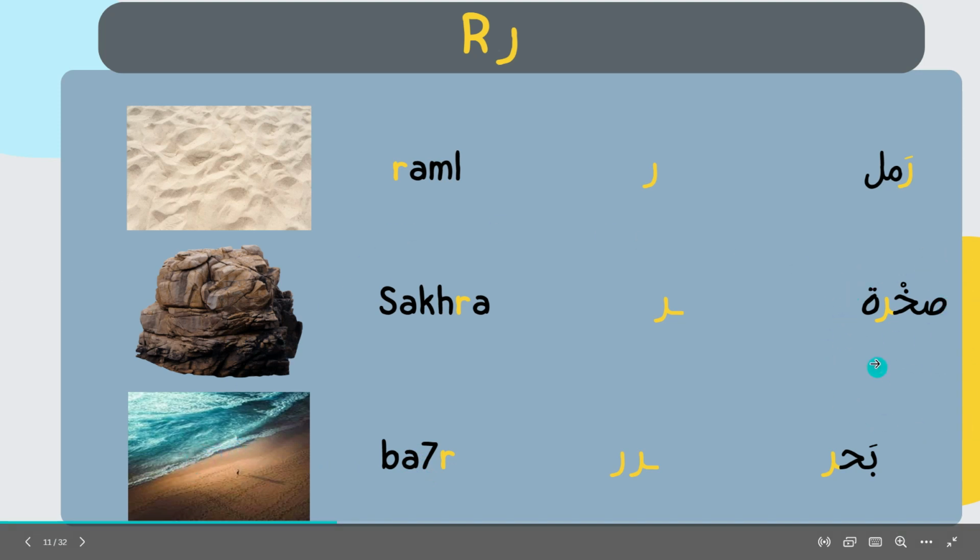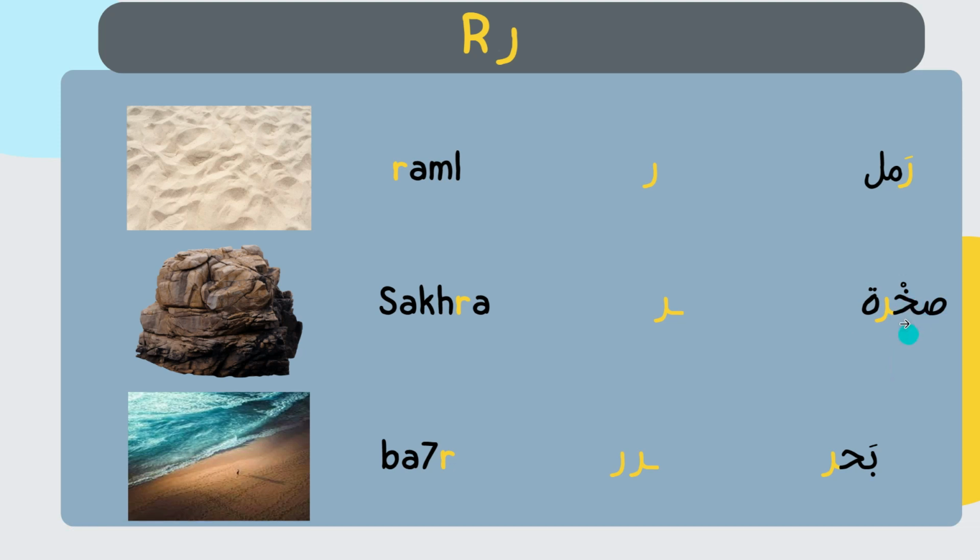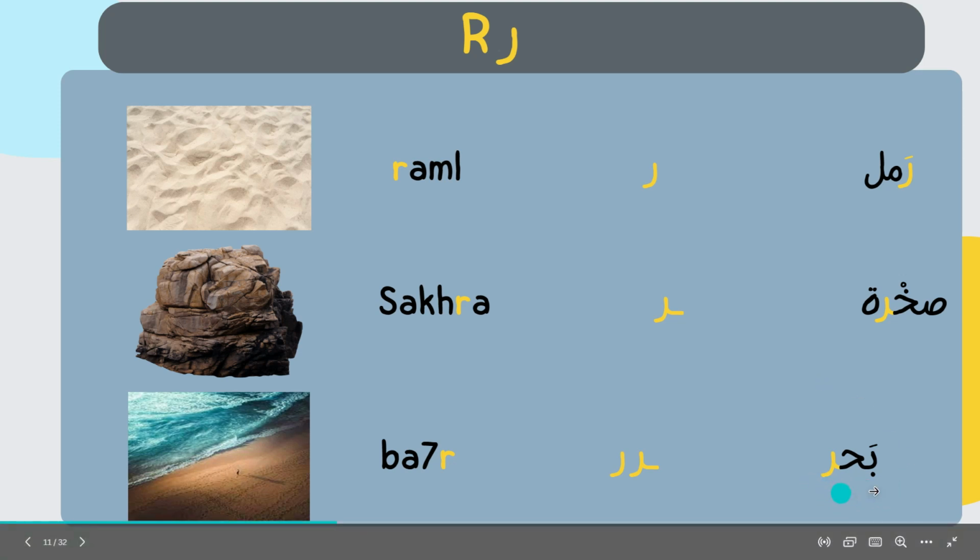Here in the word صخرة, we already studied the kh. Here it's in the middle kh, then we have the ra. And as you can see in the word بحر, we know the three letters. We know the b, and we studied the ha, and now here is the ra.